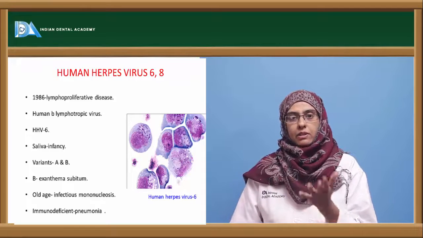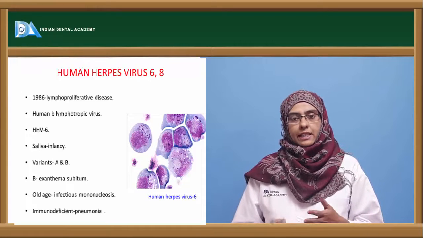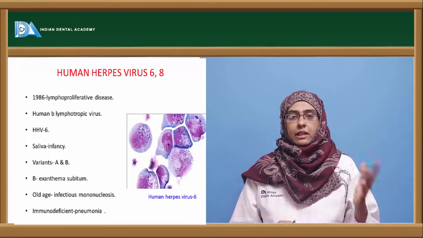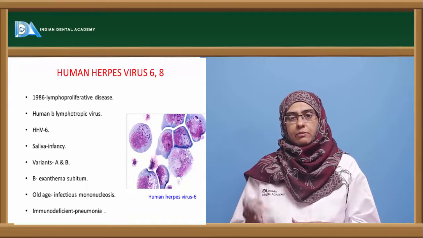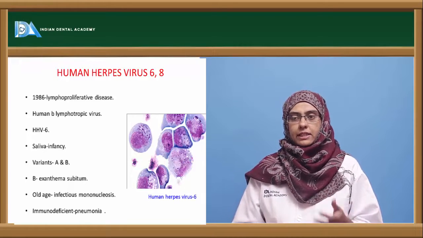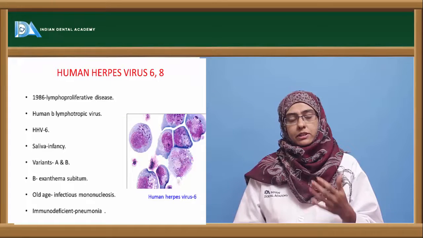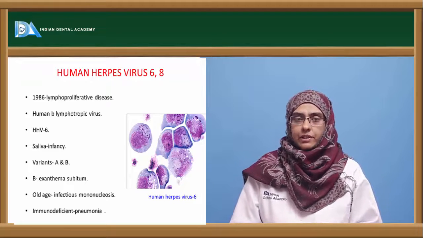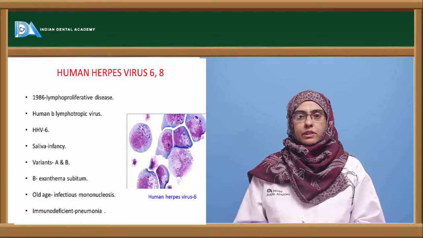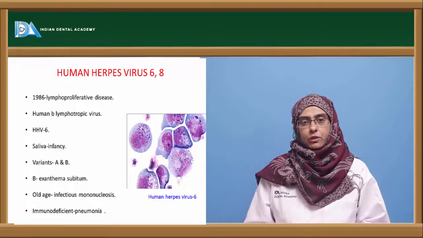The other name given to this is HHV6 virus, mostly secreted in the saliva of infants, and mostly infectious in nature, and it has two variants, the type A variant and the type B variant, among which type B is more mild and is the one involved in the infection called exanthema subitum. And in old age people, it causes the reactivation of the infection, which is in the form of infectious mononucleosis. So here again the primary infection is mild, whereas the secondary infection is more severe in nature. And in immunodeficient people, the organism has the ability to cause pneumonia.